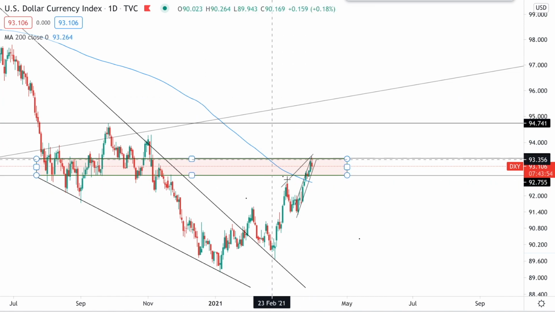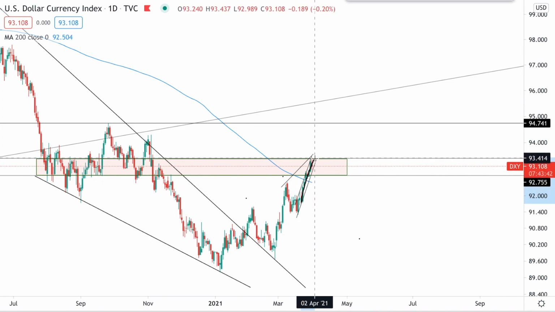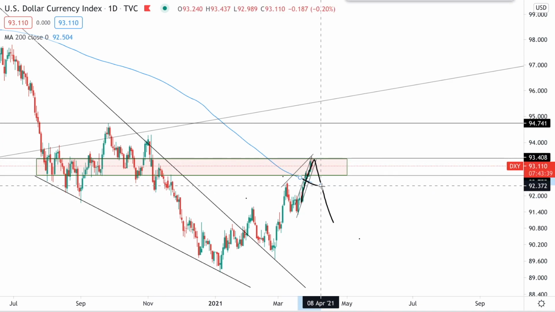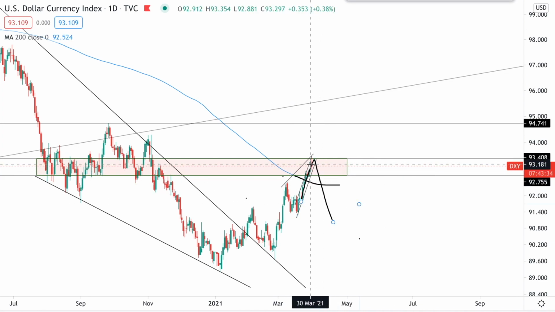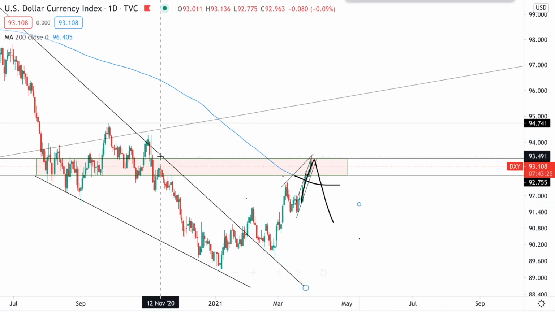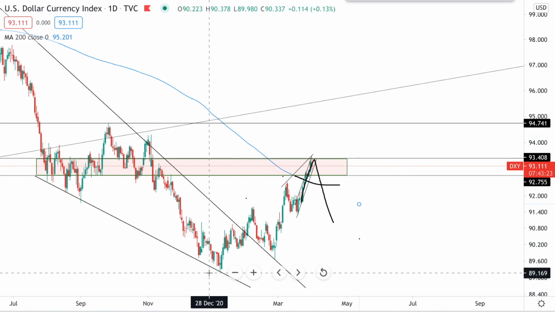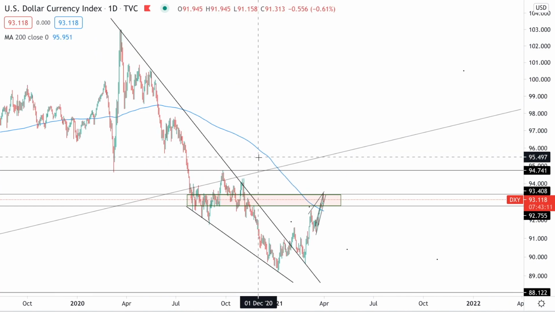There are often moments on the DXY where you get brief dips above the 200-day moving average before reversing back down and continuing that downtrend. So that's something that we're paying attention to. If we get a reversal back down below that moving average, that signals much more downside on the DXY, undercutting these lows, continuing that downtrend. And we can take a look at the previous bear market to prove that point.